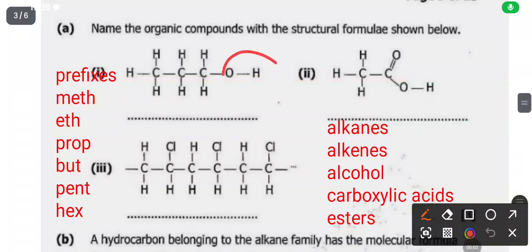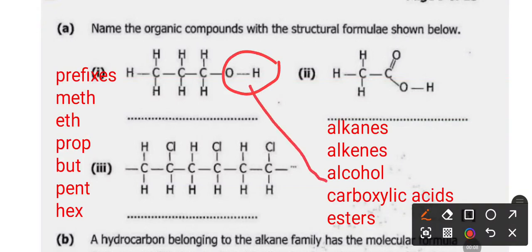For number one, since it has this hydroxyl functional group, it belongs to a class of organic compounds called alcohols. And this alcohol, since it has one, two, three carbon atoms, starts with the prefix prop. So in writing the name of this alcohol, it will be propan.